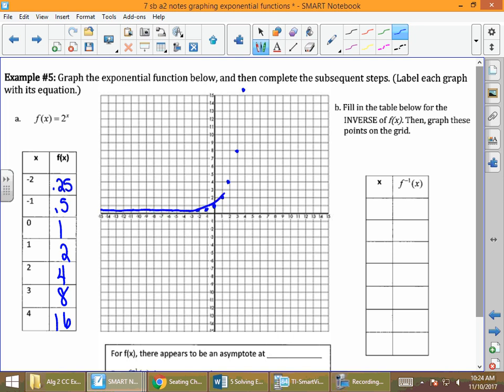But if you typed it into your calculator, the picture will look roughly like that.